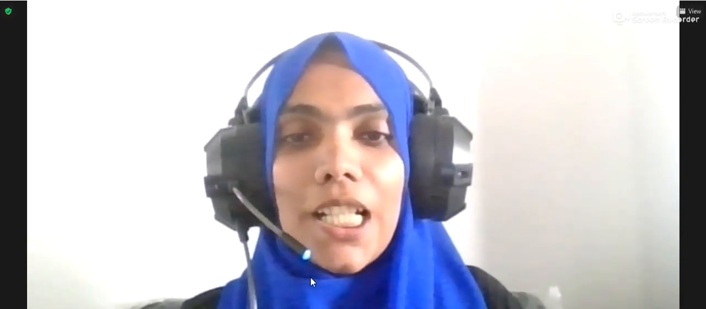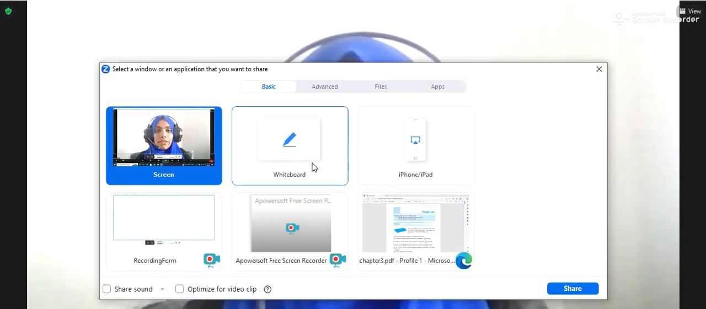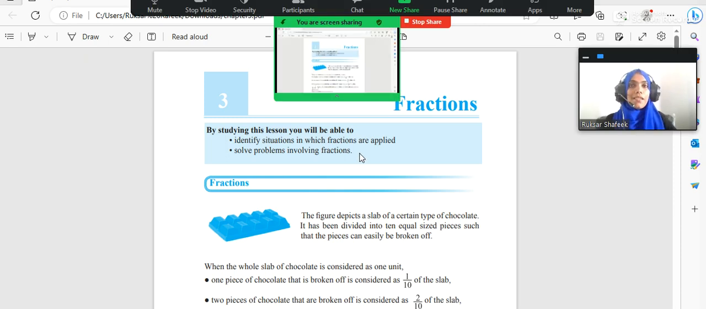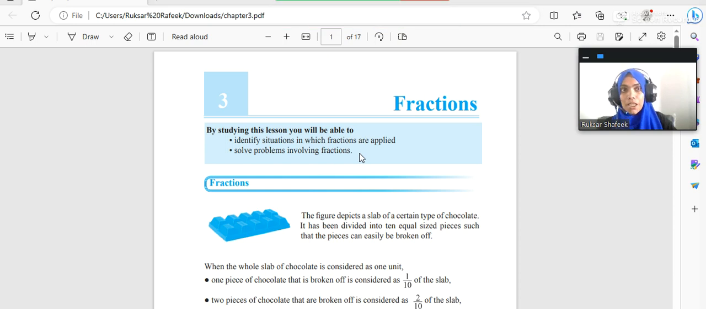Today we're going to work out Chapter 3, which is fractions. This chapter is really, really important because it is done only in grade 10, but it carries a 10-mark question for the O level paper itself. So this is one important section. If you get a thorough understanding of this lesson, you will have a confirmed 10 marks in the paper itself.